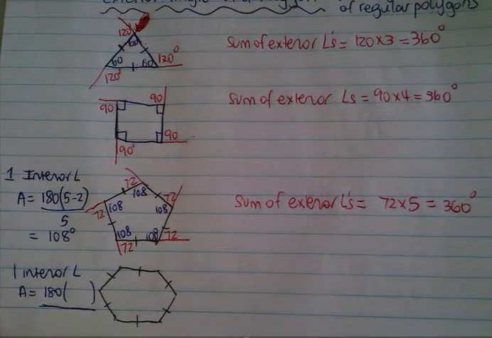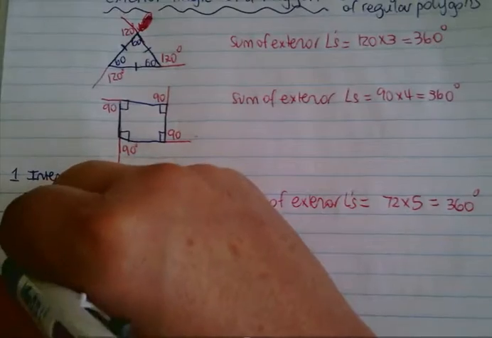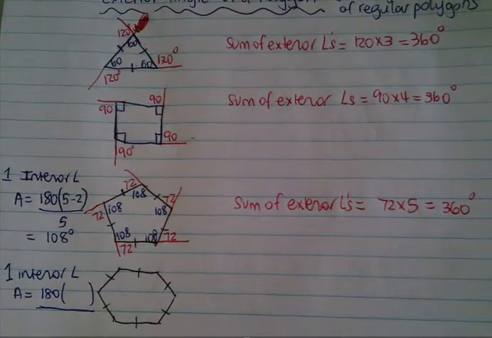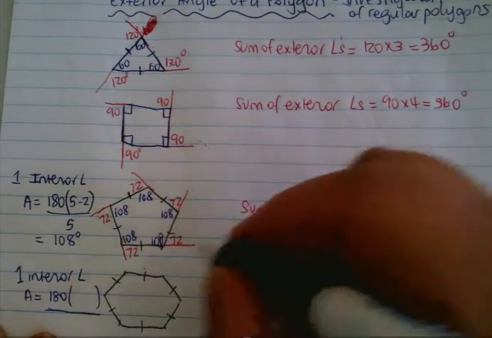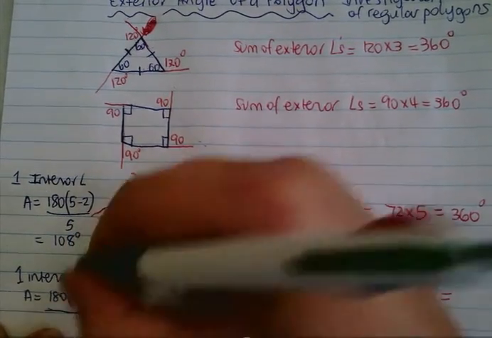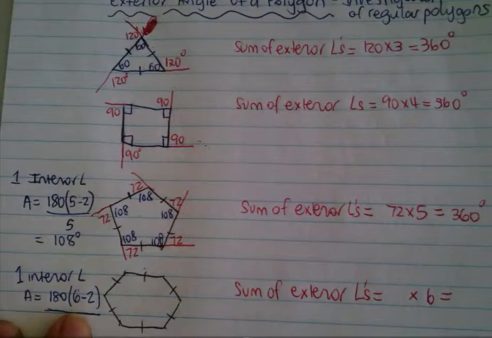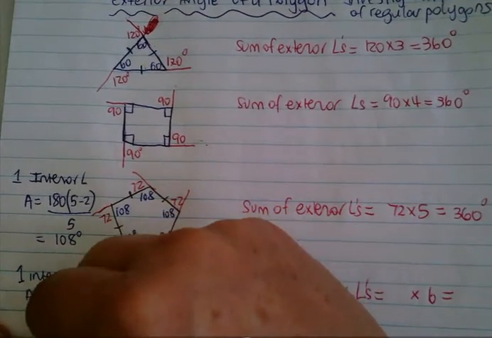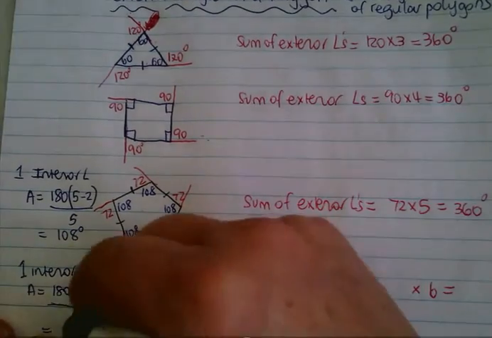6 sides, size of one interior angle. What's the formula? 180 times (n minus 2), so it's 180 times (6 minus 2), which gives me the sum of all the angles. If you want to know the size of one angle, you divide by 6. What do we get? 120.